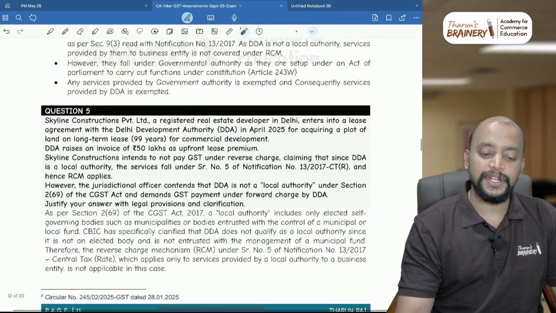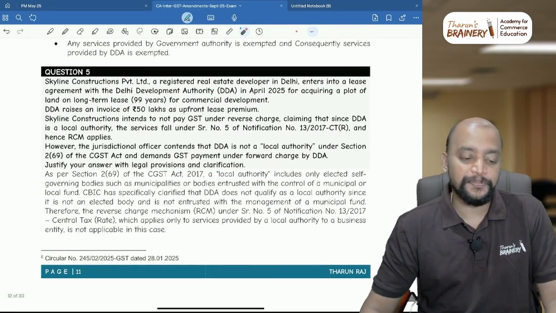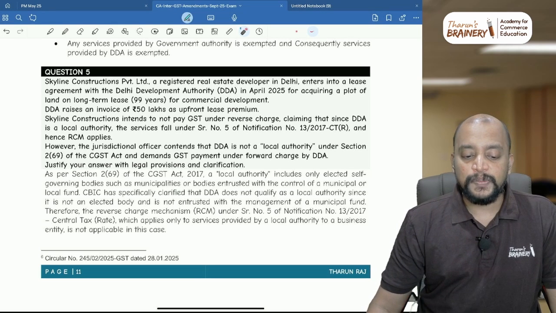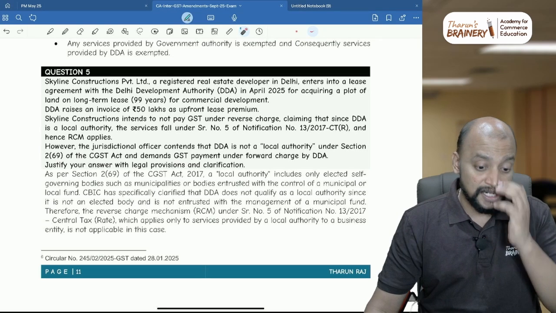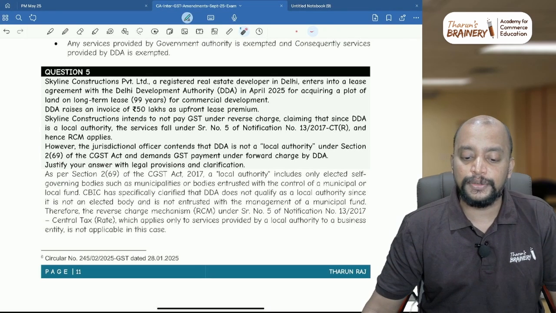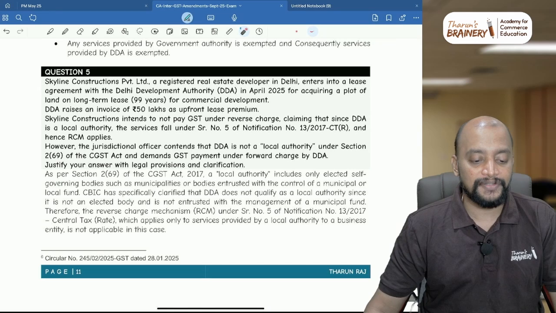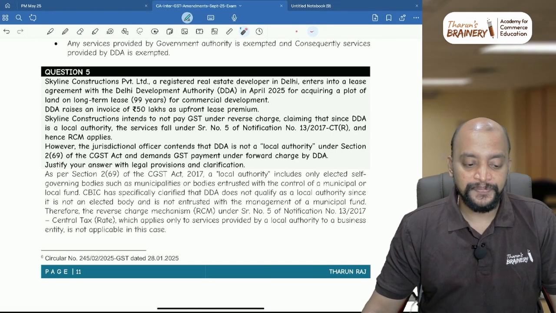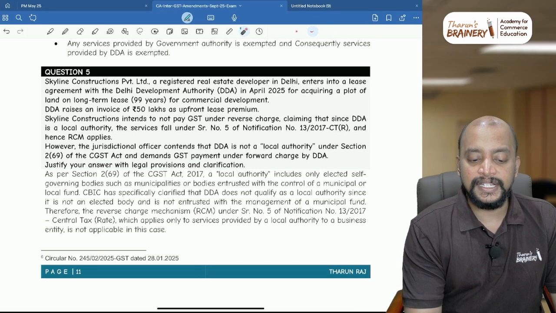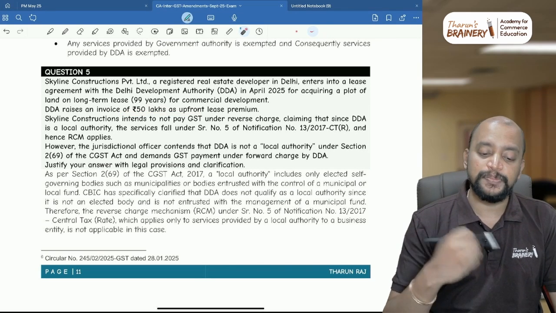Now look into this question, how this can be tested in exam. Skyline Constructions Private Limited, a registered real estate developer in Delhi, enters into a lease agreement with Delhi Development Authority in April 2025 for acquiring a plot of land on long-term lease for commercial development. And Delhi Development Authority raised an invoice of 50 lakhs as upfront lease premium.